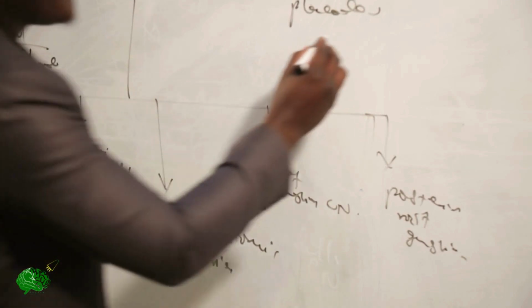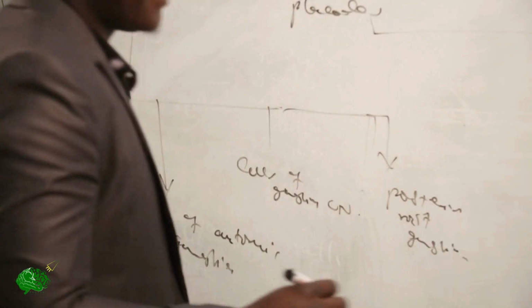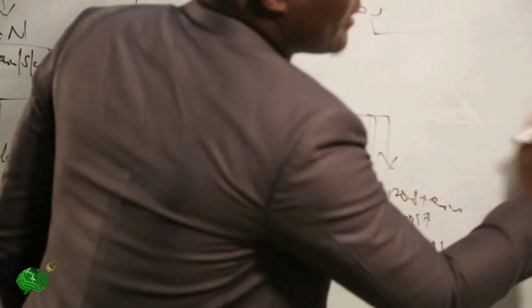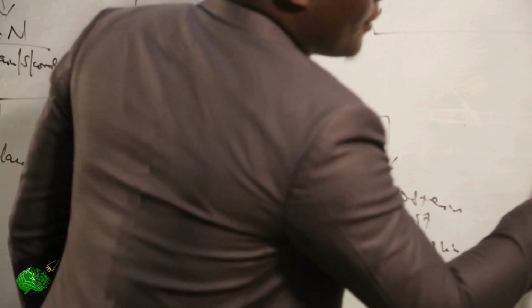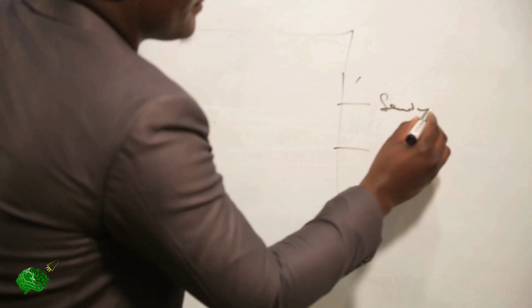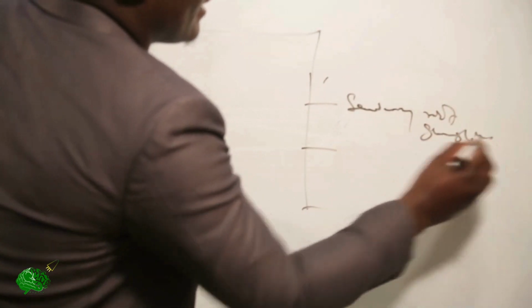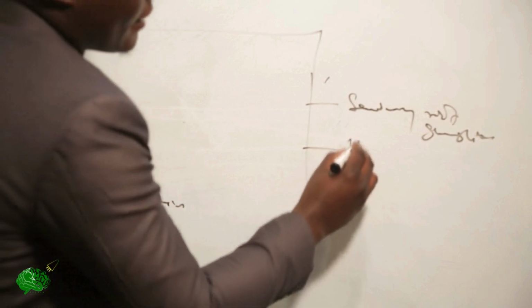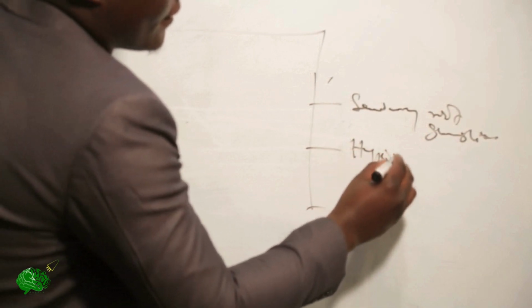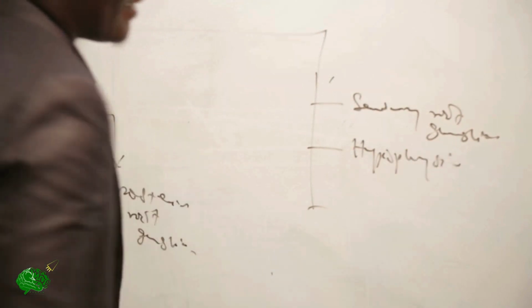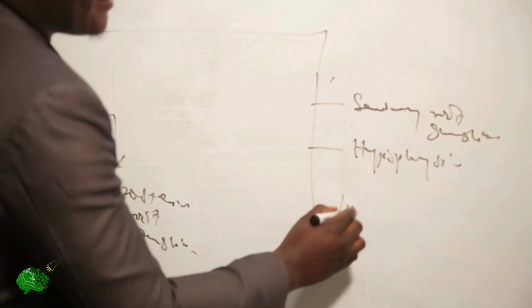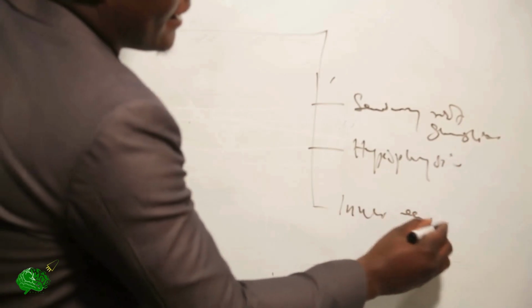Then what happens to the ectodermal placodes? The ectodermal placodes will result in the formation of three things: the sensory root ganglia, this one we shall look at later, the hypophysis, and then finally the inner ear.